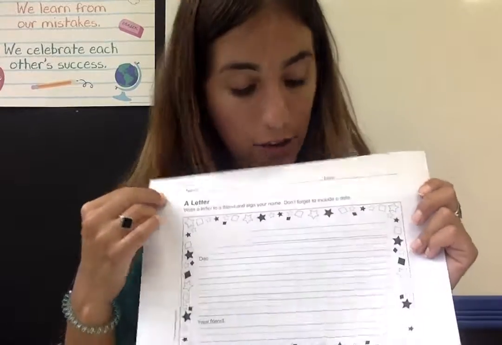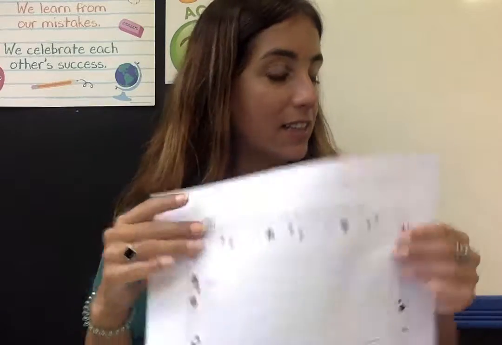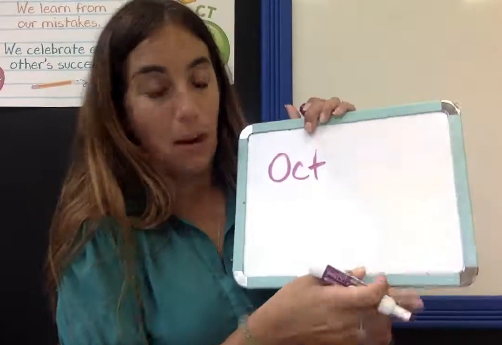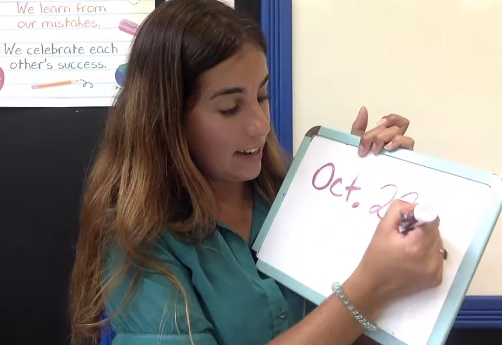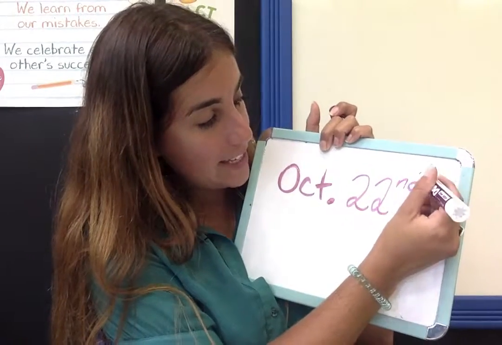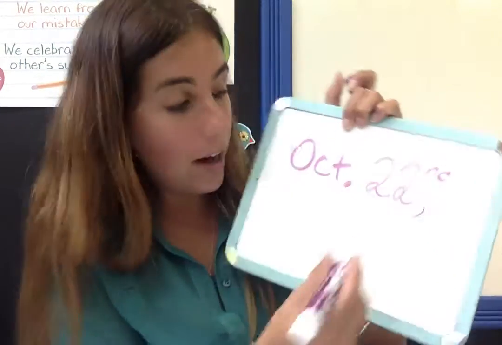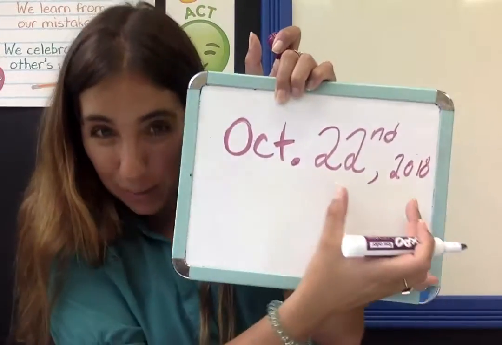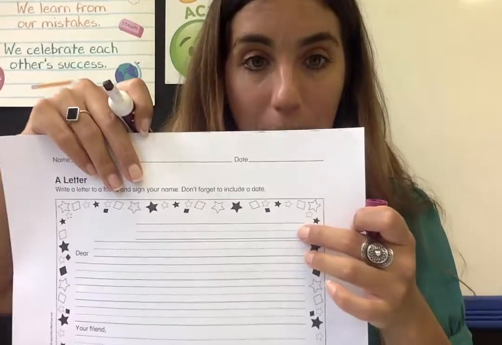So, when you're writing your letter, do not forget to include the date. Remember that we can abbreviate the date. So, instead of putting October, we could write Oct and put a period. And the day today, which is the 22nd. And then we could put our ND at the top for 22nd, okay? And then our comma and the year, which is 2018. I had to put it a little bit small because I didn't have enough room. So you would put this at the very top right here.